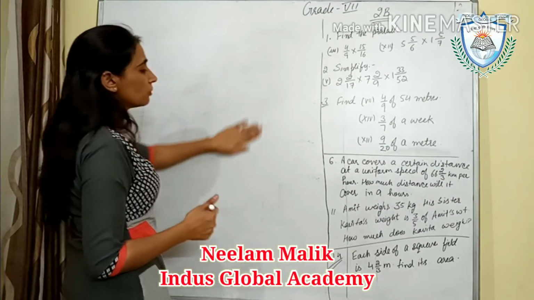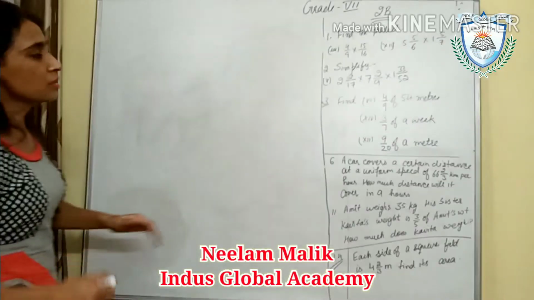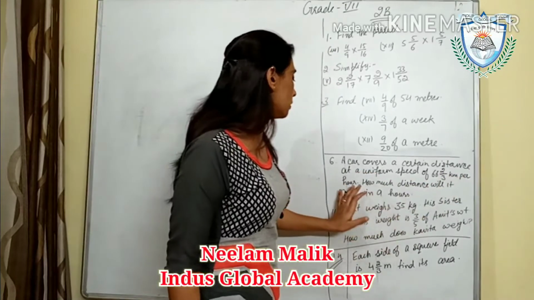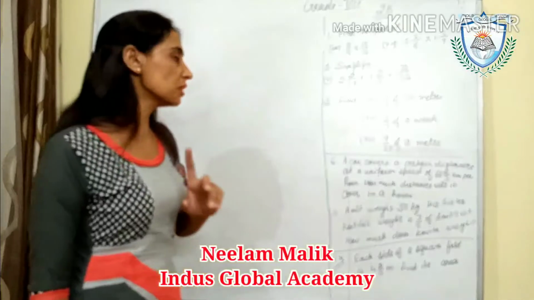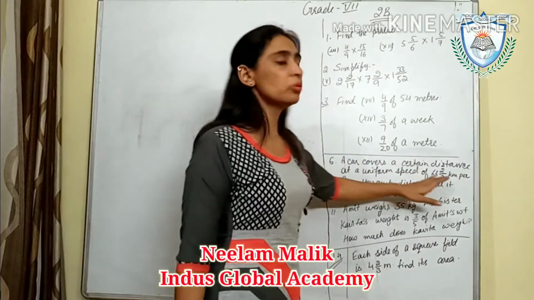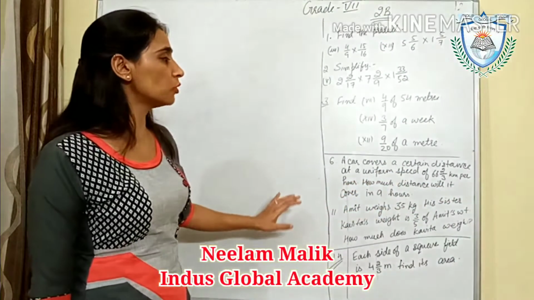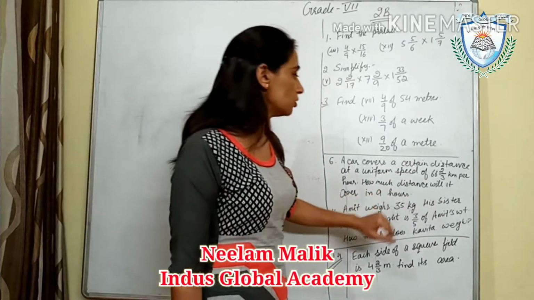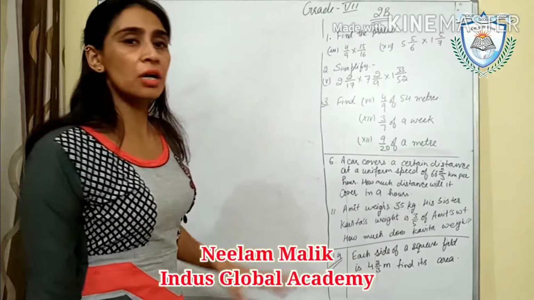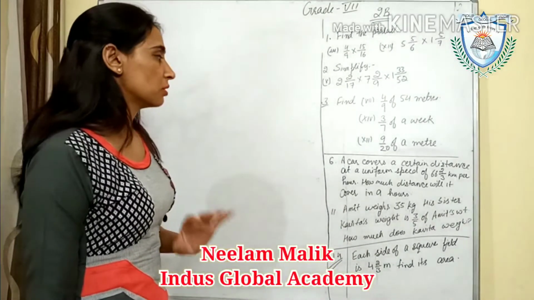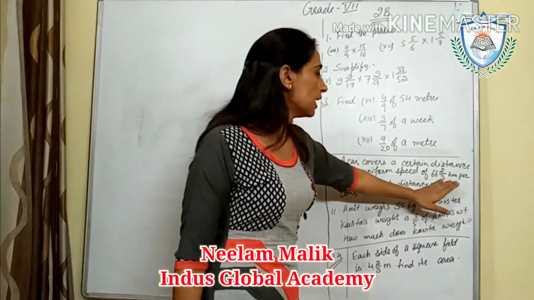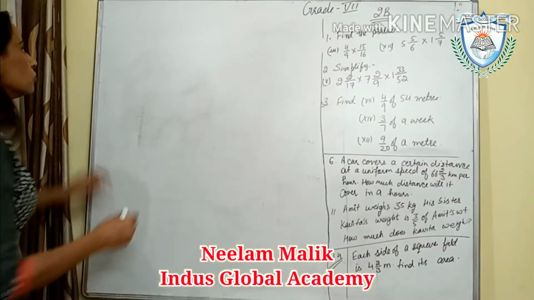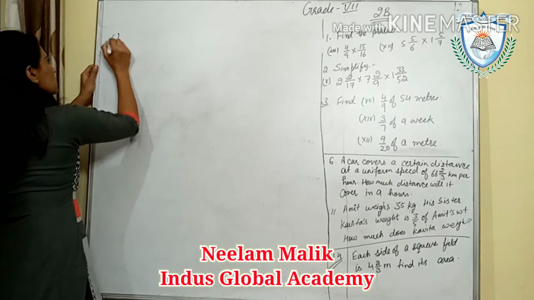Okay. So question number 6. A car covers a certain distance at a uniform speed of 66 whole 2 upon 3 kilometer per hour. Per hour means in 1 hour. The speed of the car is given, 66 whole 2 upon 3 kilometer per hour. How much distance will it cover in 9 hours? Okay. So you will write here in question number 6.